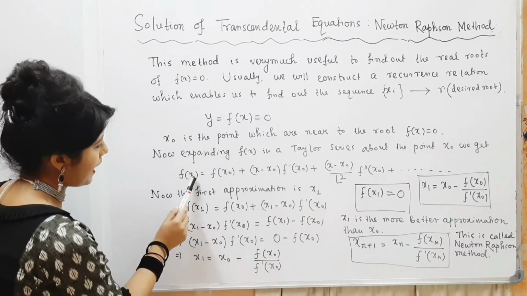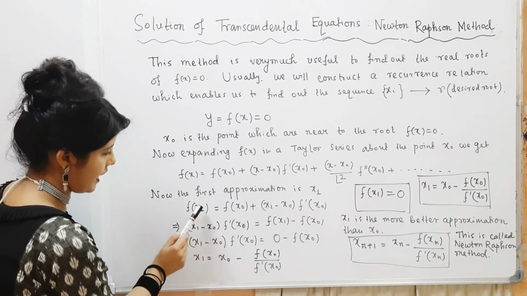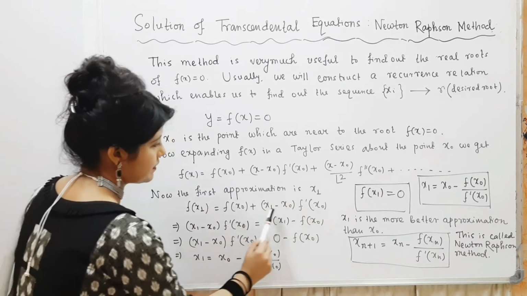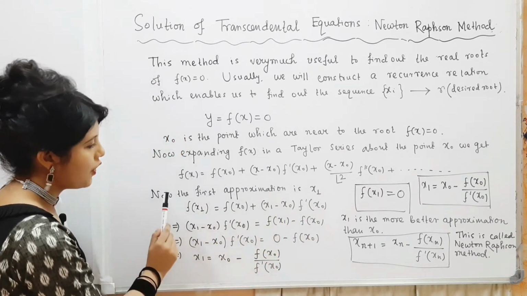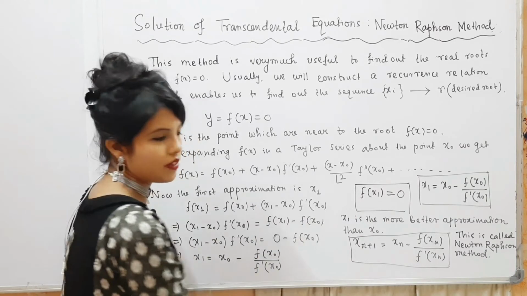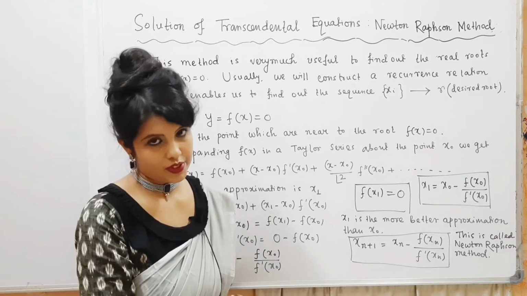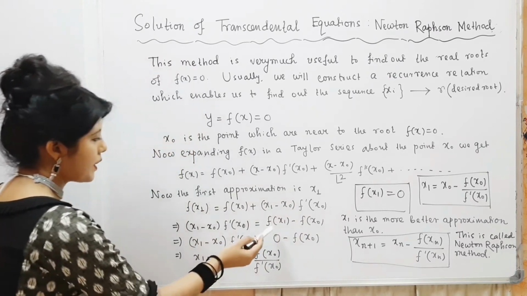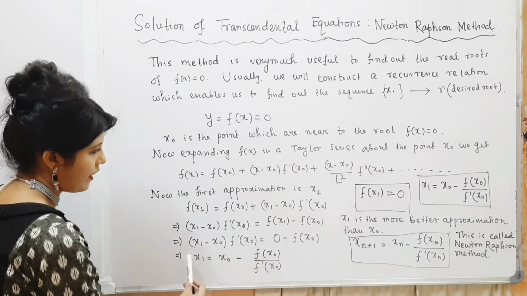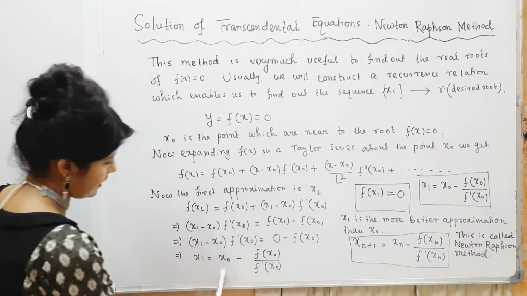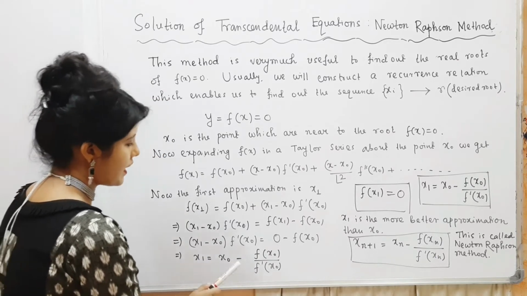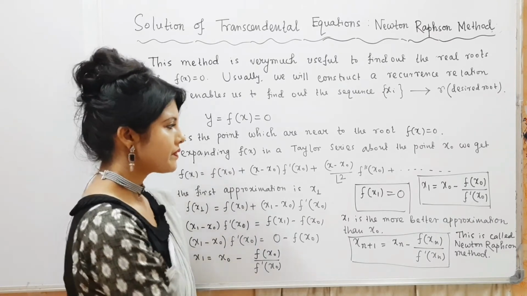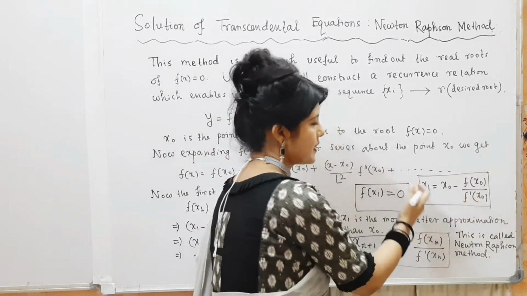Okay, so it is the first approximation x1. Okay, now I am writing x1 in the place of x. Okay, and therefore this is the first approximated relation. Okay, now since f of x1 equal to 0, because x1 is the approximated root of this equation, so after putting f of x1 equal to 0, we will get this relation. Okay, that is x1 equal to x0 minus f of x0 divided by f dash x0. Okay, so this is the first iterative method.